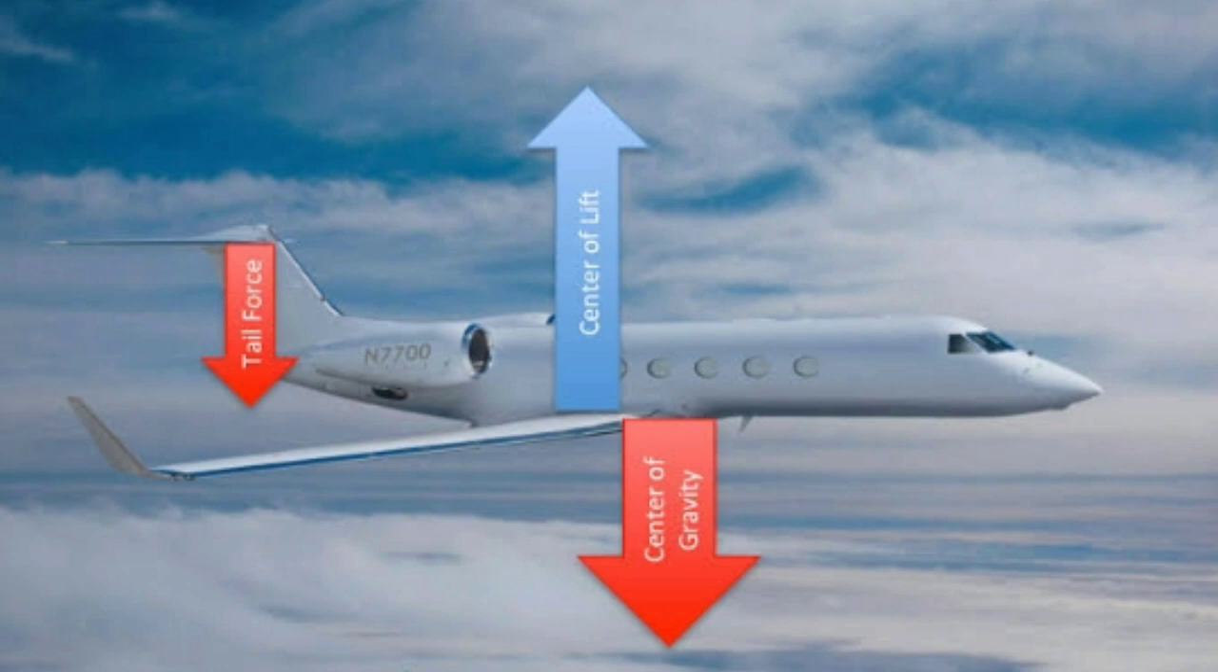Hello and welcome guys. In today's video, I'll be talking about what the center of gravity is and what effect it plays on an aircraft. Center of gravity is a point over which an aircraft would balance. The CG affects the stability.